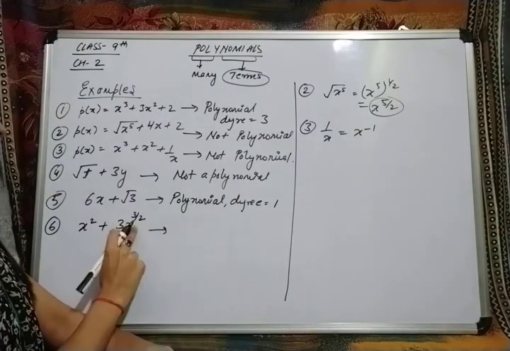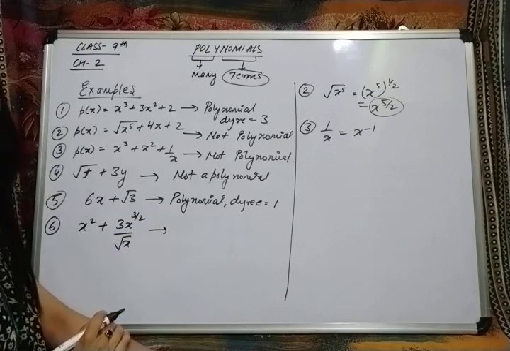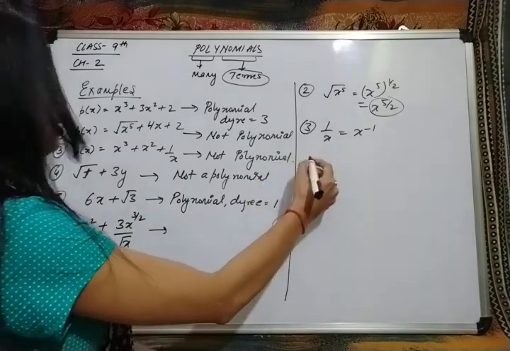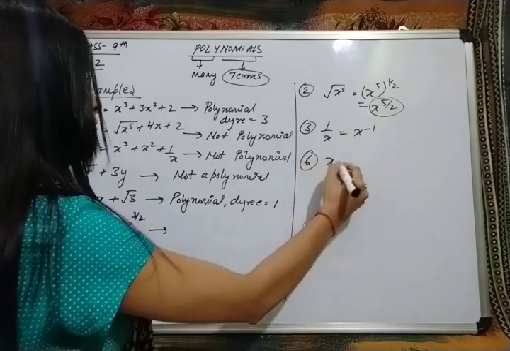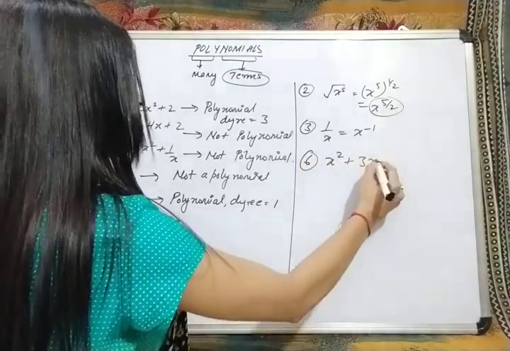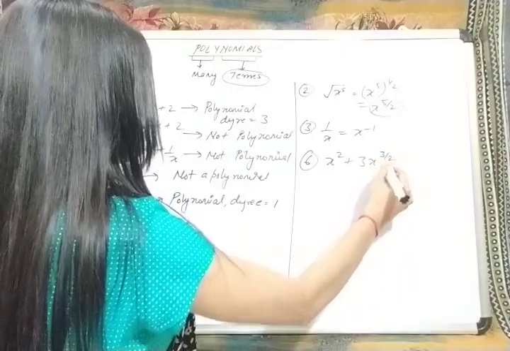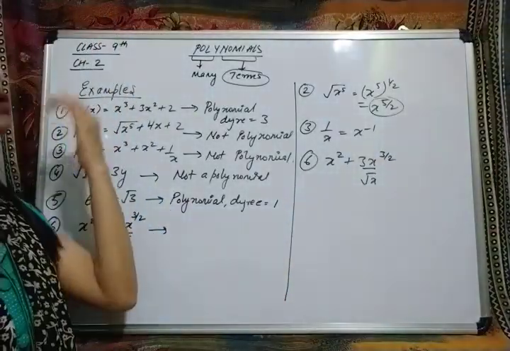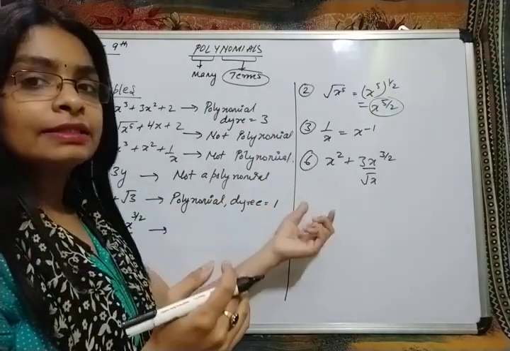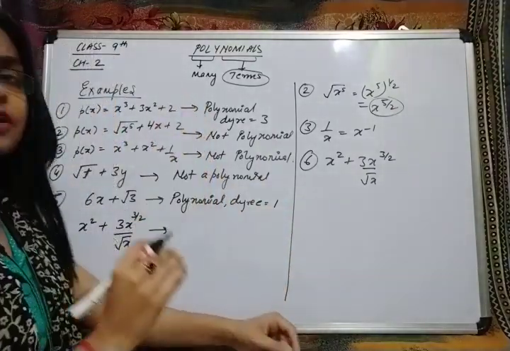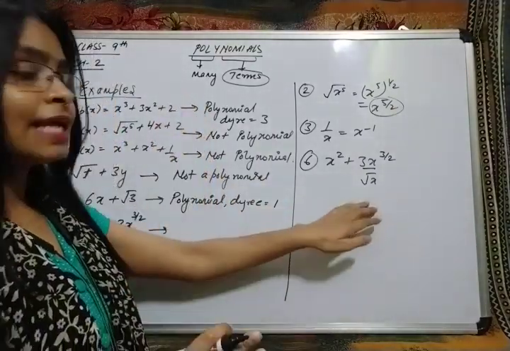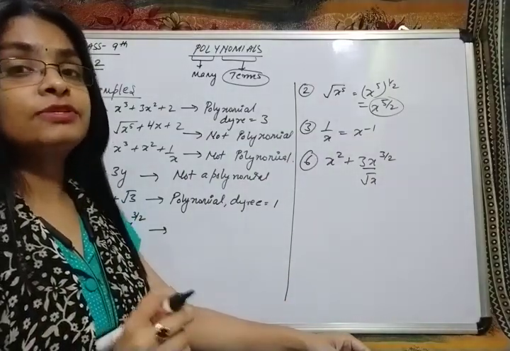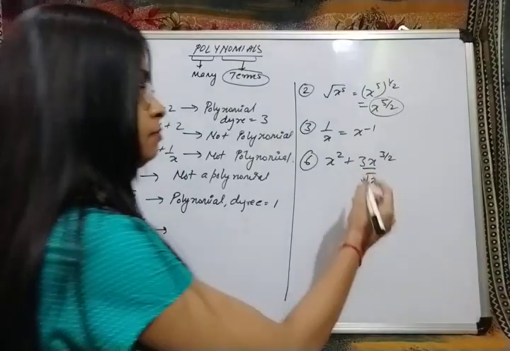Now see this one, the sixth: x square plus 3x 3 by 2 upon root x. Like these questions, the above way is very simple. But in these types of questions, we have to first simplify. We have to put them into the simplest form. Then only we can tell.